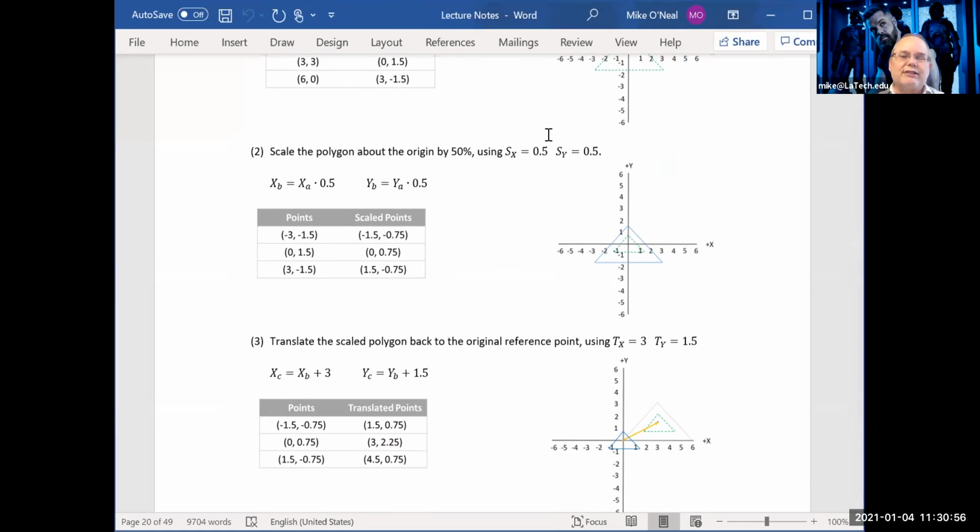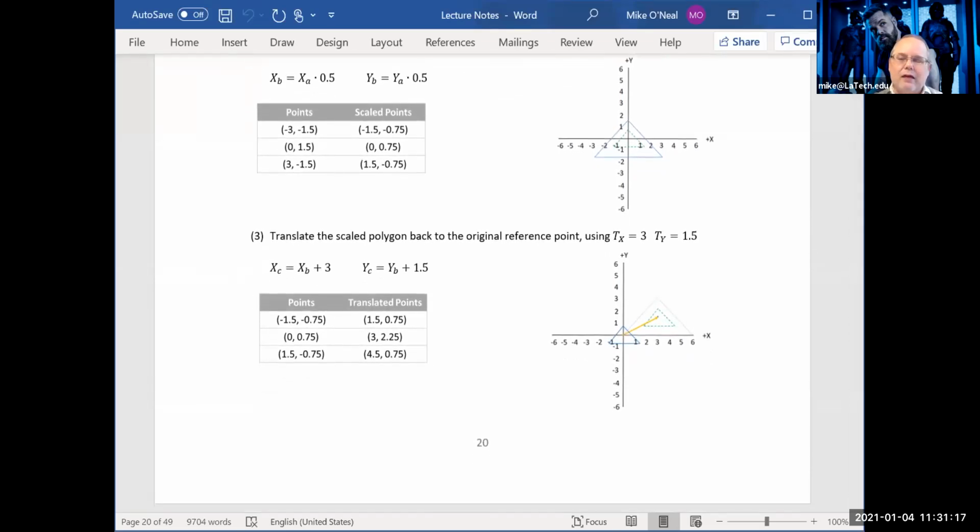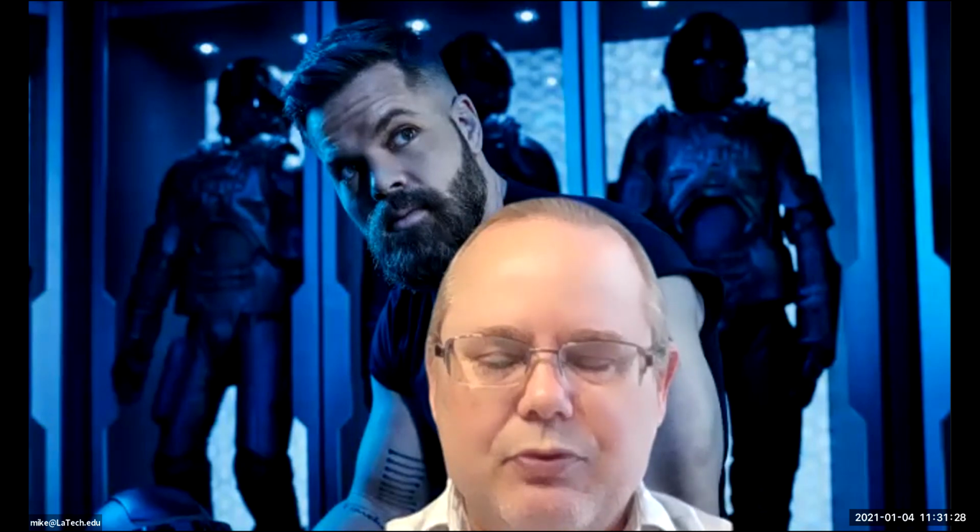So these equations don't just exist out in the ether. We're using them as a little pipeline where you translate, then you scale, then you translate back from the origin to the original reference point. Okay. All right. Questions about that? Did that make sense? Do you have any questions about two-dimensional? So far we've done two-dimensional rotation and scaling. It's very, very simple.